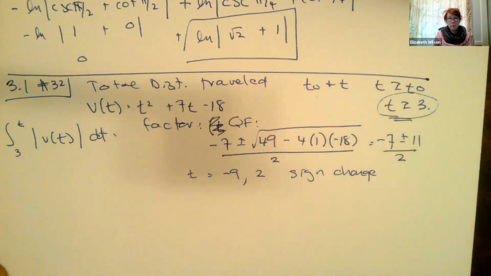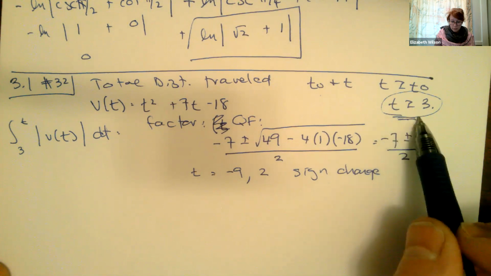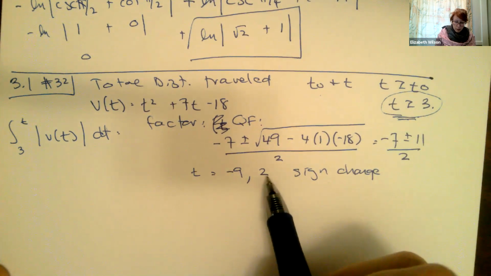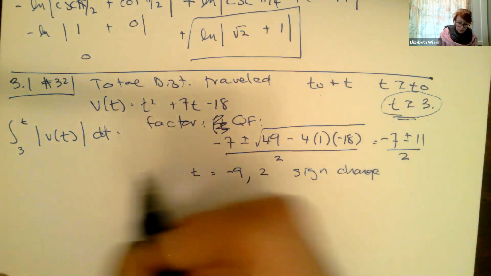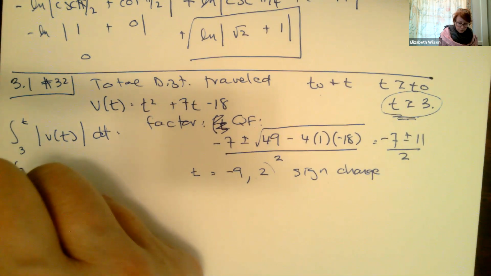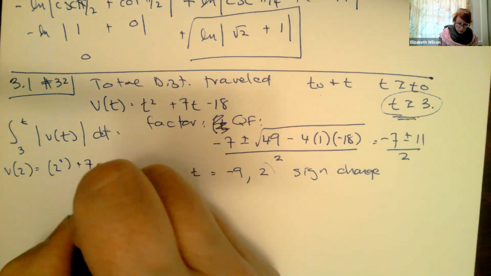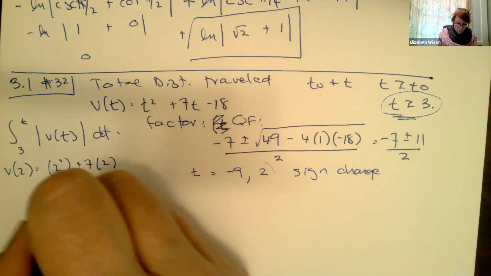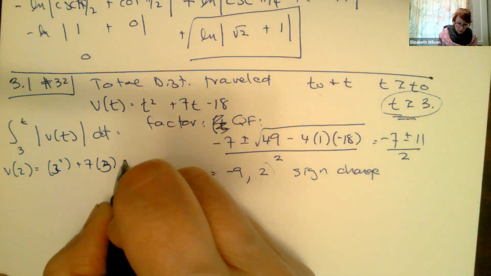So I don't need to break up my integral just because of the way that they defined this, t greater than 3, right? It's happening outside of that. But I do need to find out, is it positive or negative? So if I plug in v of 2, squared plus 7 times 2, oops, sorry, that's going to give me 0. Let's do 3, sorry, my bad, because I'm going to check the beginning here, minus 18.